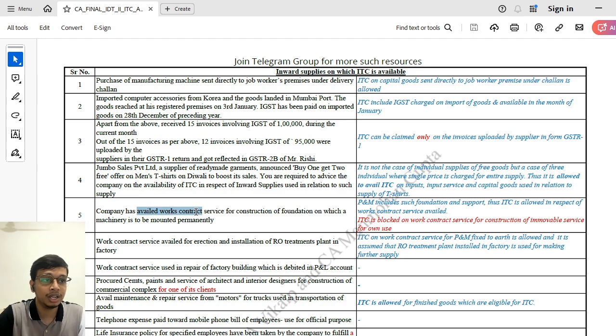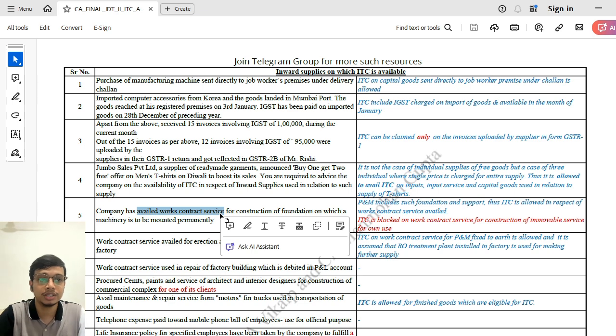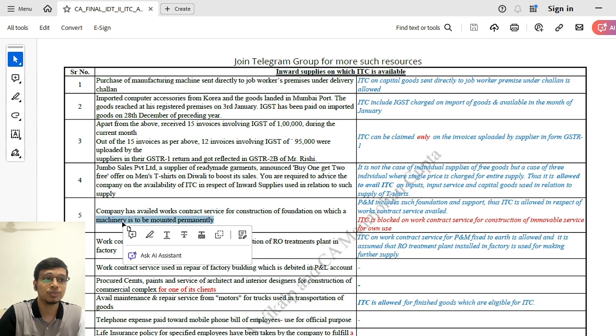Next, the company has availed work contract services for the construction of foundation on which machinery is to be mounted permanently. You need to understand some points about work contract services. In case of work contract services used for plant and machinery, then we can claim ITC for such services. In case of work contract services used for construction of immovable property for own use, then ITC cannot be claimed. But in case of construction of immovable property for another use, for client use or for another purpose, then ITC we can claim. So in that case, the work contract services we use are for the foundation on which machinery is to be mounted permanently, so ITC can be claimed.